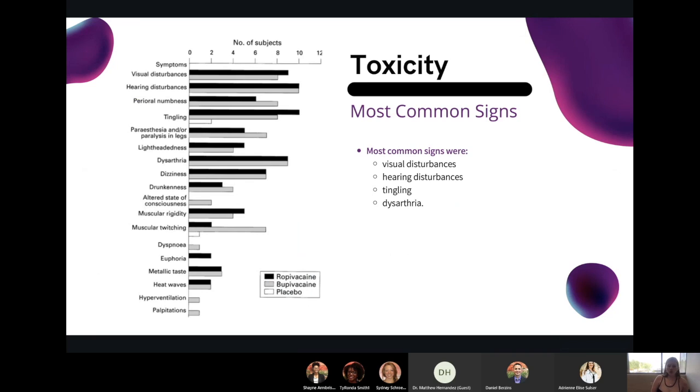This slide shows the most common side effects related to ropivacaine, as you can see in black, bupivacaine in the gray color, and then white is the placebo. They were visual disturbances, hearing disturbances, tingling, and dysarthria.